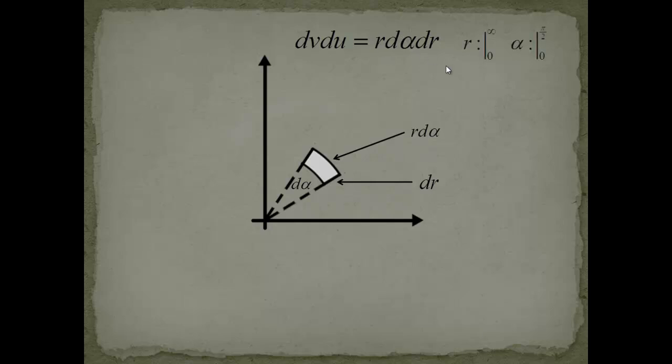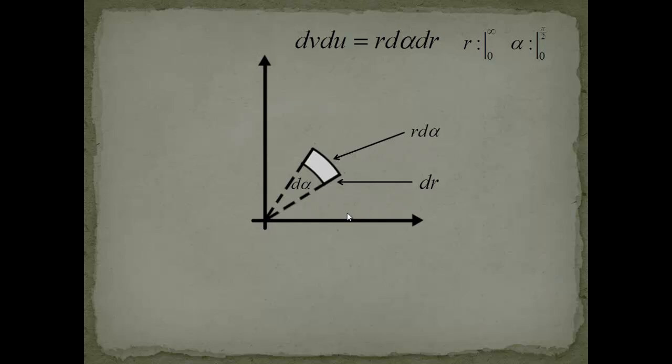Now let's look at the boundaries. Because we are only looking for u and v from 0 to infinity, what we have to do is, because our r is now going from 0 to infinity, and our alpha is going from 0 to pi half.